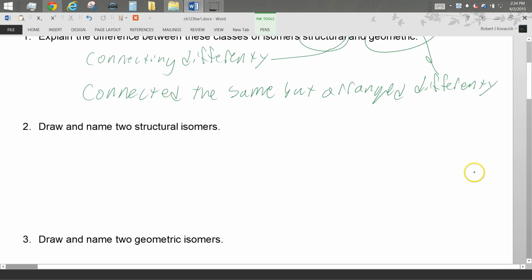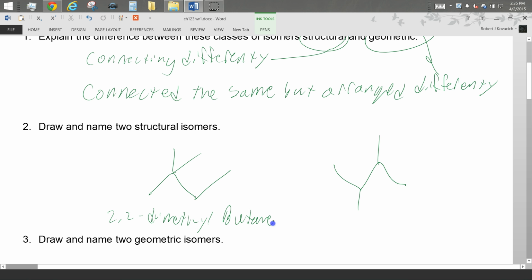Draw the structural and then the geometric. All right, let me do that. 2,2-dimethylbutane and 2,3-dimethylbutane.